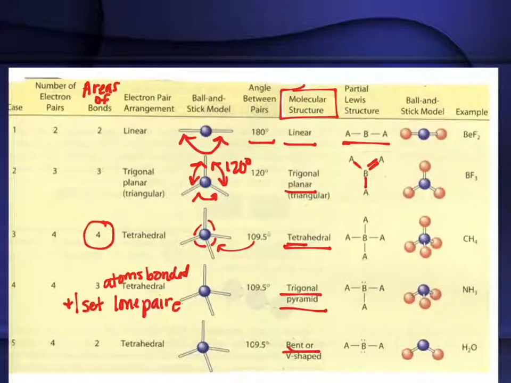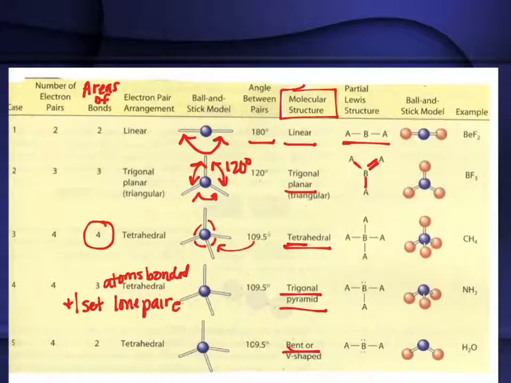We have 1 set. Right here we could have another bond, but we don't have one, so we have these lone pair electrons. So we have 3 atoms and 1 set of lone pair electrons. I guess set and pair is kind of the same word. The angle still stays the same, okay? Because we still have an area of electronegativity here.